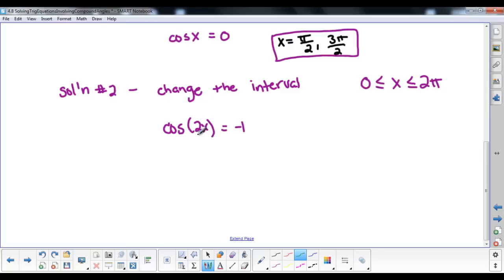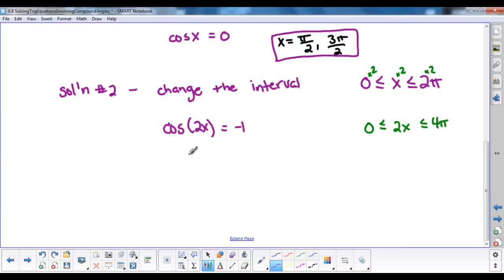But our question says cos of 2x. So what we can do is multiply each one of these by 2 so that we have an interval that fits the angle that we're working with, or the argument that we're working with. Okay, so we're no longer focused on between 0 and 2 pi, we're going to be focused between 0 and 4 pi, because our angle is not x, it's 2x. So basically what we want to do here is find out when cos of our argument equals -1.